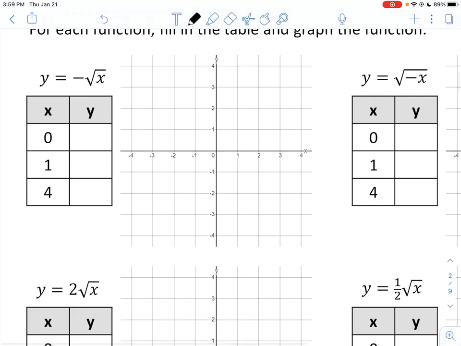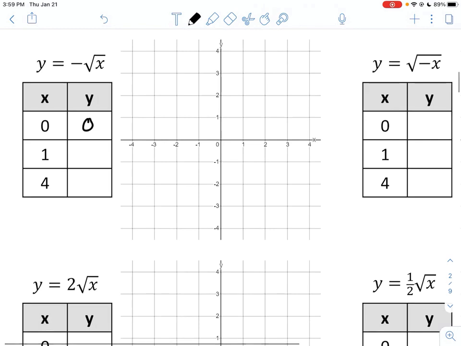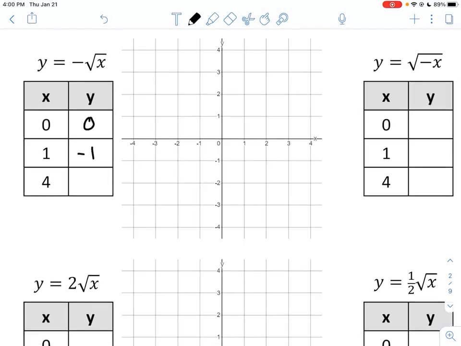All right, this next example, this time there's just a negative in front of the function. So plug in a 0 for x, you're going to get 0 back. Plug in a 1 for x, square root it, you get 1, and then do the minus, you get minus 1.